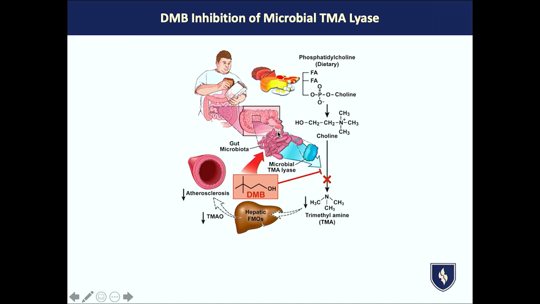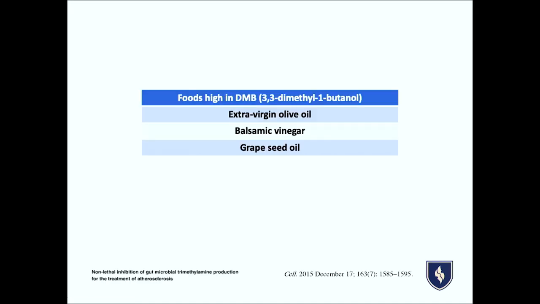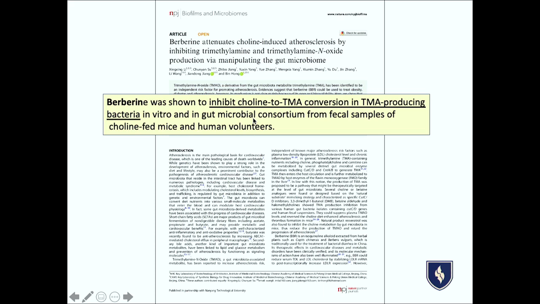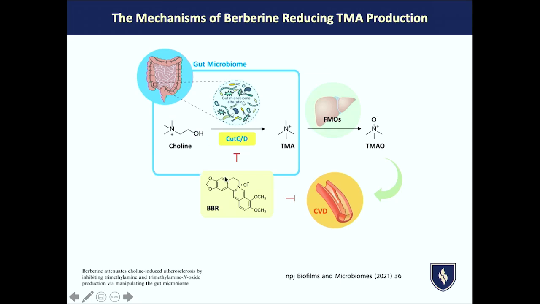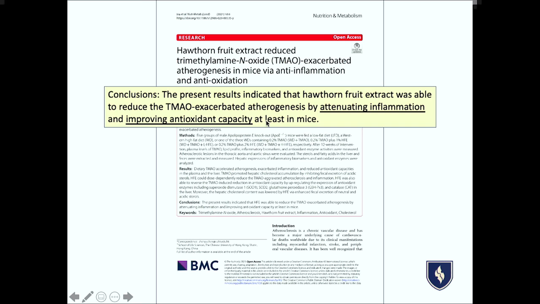So in addition to resveratrol with TMAO levels, we really want to consider having people that have high TMAO levels increase their consumption of extra virgin olive oil, balsamic vinegar, and grapeseed oil to raise their total DMB exposure to the gut microbiome. Berberine is also another compound that has been shown to have effects. Berberine was shown to inhibit choline to TMA conversion in TMA-producing bacteria in vitro and in gut microbial consortium from fecal samples of choline-fed mice and human volunteers. So berberine also has this direct effect on these TMA lyase bacteria in the gut, and it lowers the TMA levels as well. And also hawthorn extract is the last one.